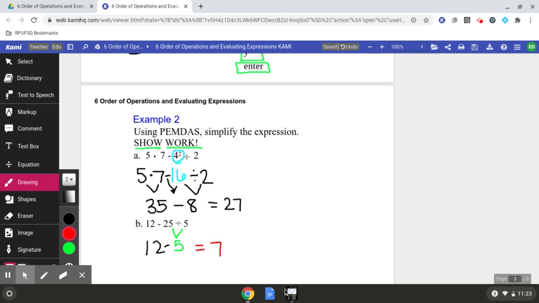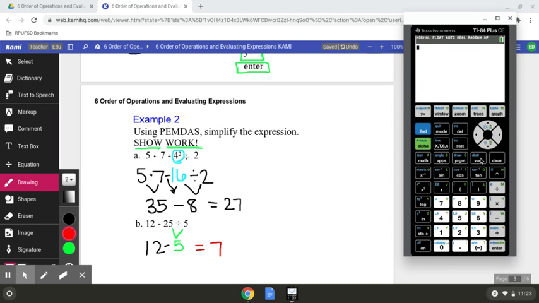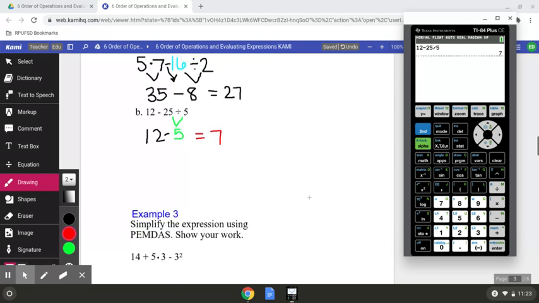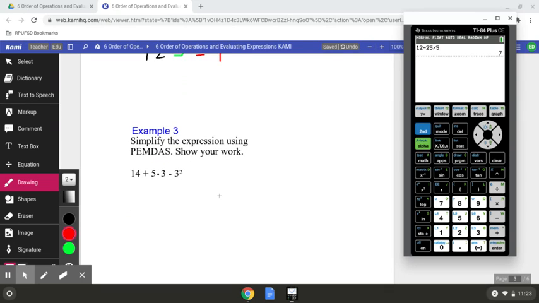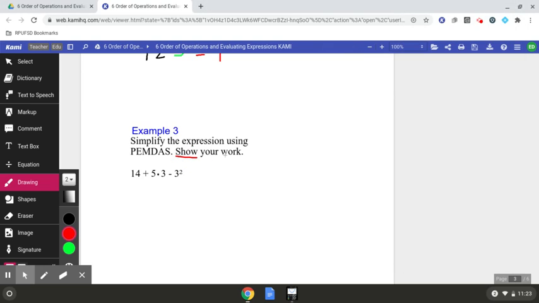So again, I'm going to check it in the calculator. I have 12 minus 25 divided by 5, and I get an answer of 7, which is what I got when I did it by hand. Okay, so now that you have somewhat of an idea of how to do this, I would pause the video and try example 3 on your own. Show your work again, show your work, and then start the video back up and check it.